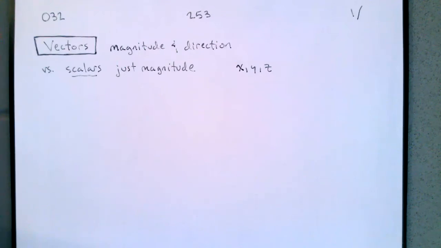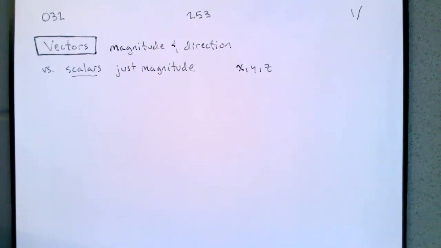Today, we're going to look at vectors, which are quantities with magnitude and direction. And we'll look at these in contrast with scalars, which are just magnitude. We are going to be giving vectors names, just like we gave our scalars names.